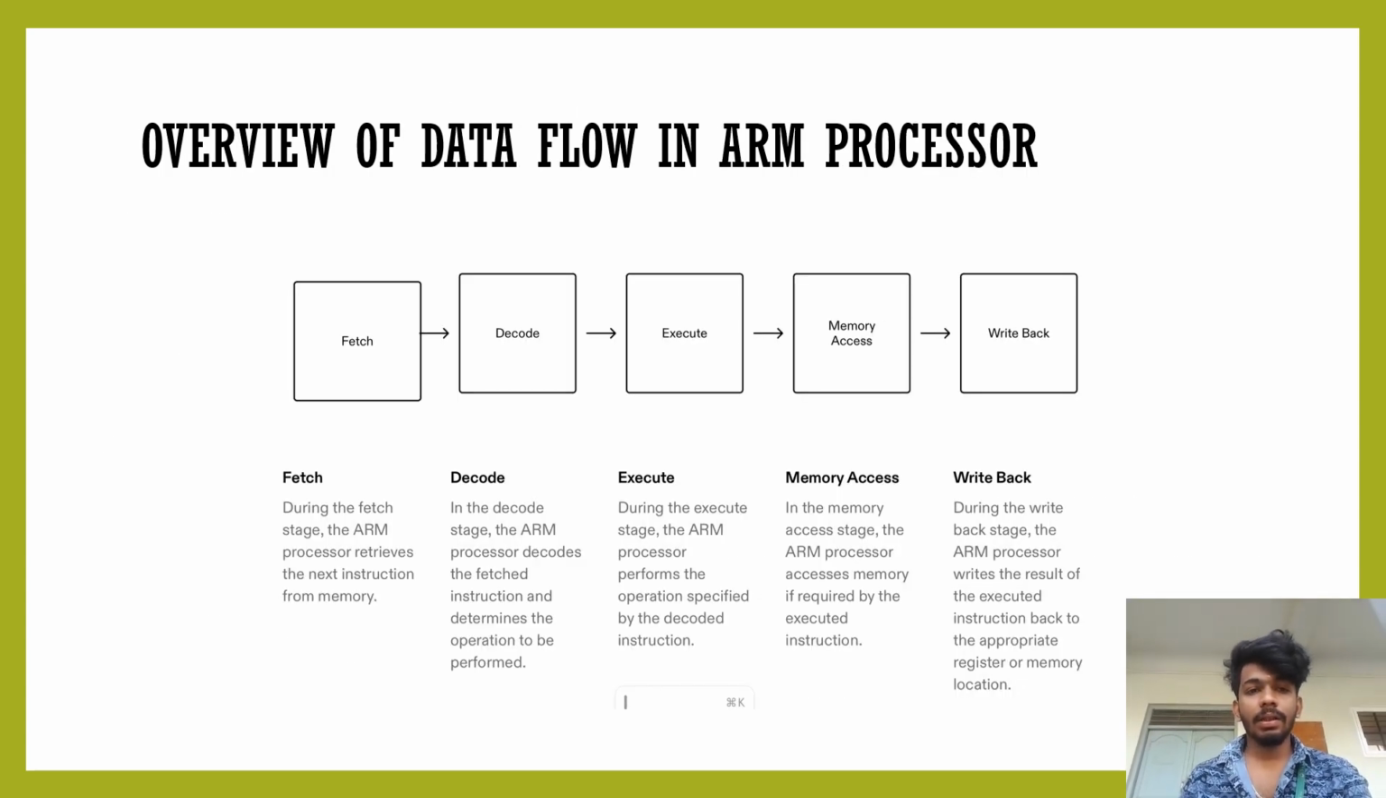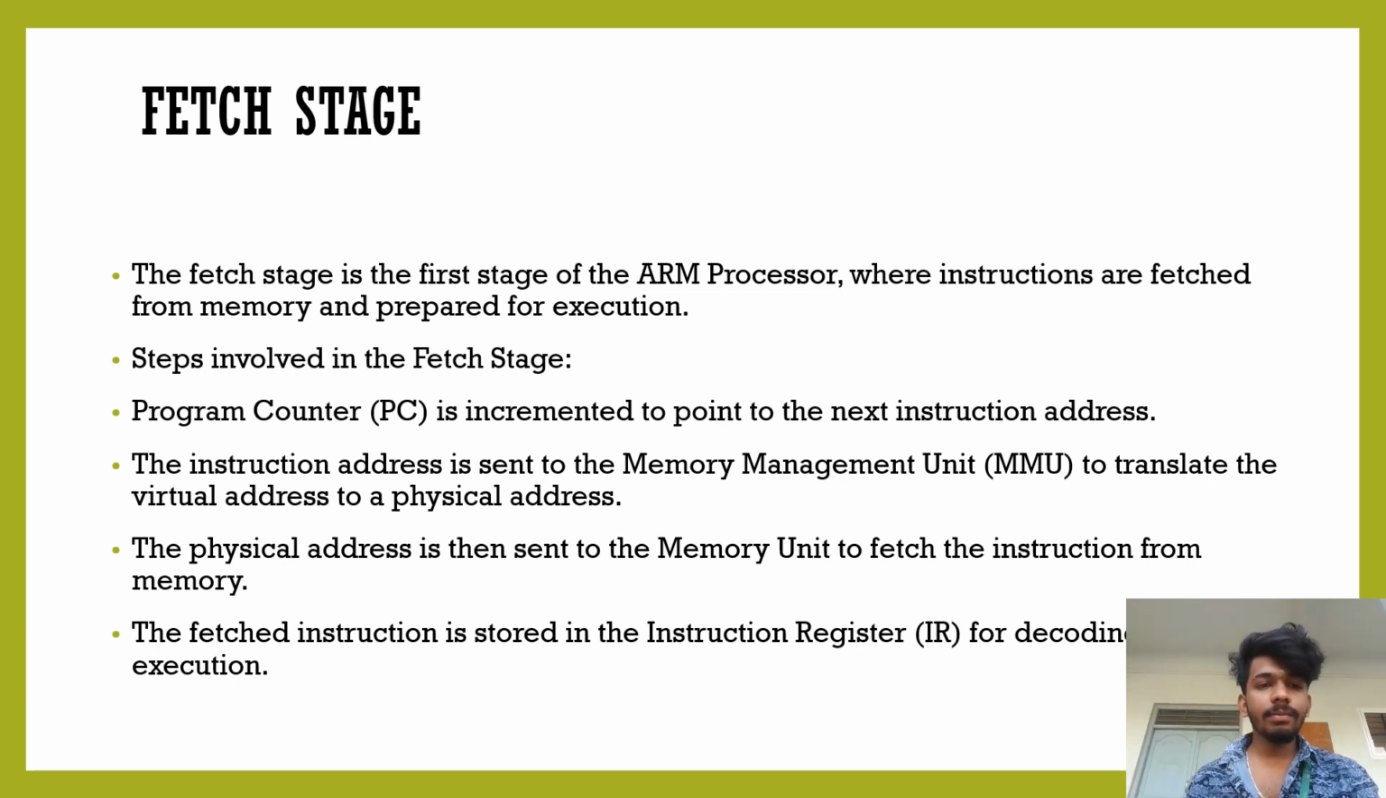Overview of data flow in ARM processor. During the fetch stage, the ARM processor retrieves the next instruction from memory. Decode. In the decode stage, the ARM processor decodes the fetched instruction and determines the operation to be performed. Execute. During the execute stage, the ARM processor performs the operation specified by the decoded instruction. Read back. During the read back stage, the ARM processor reads the result of the executed instruction back to the appropriate register or memory location.